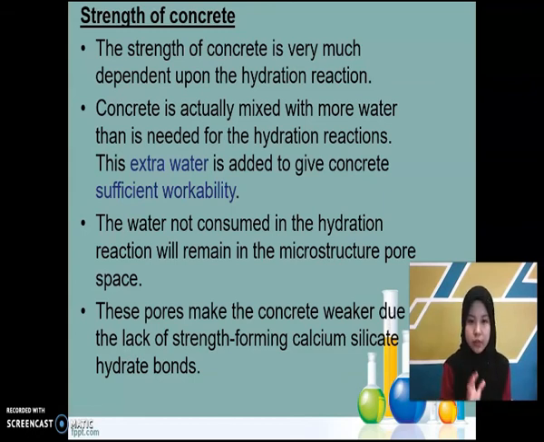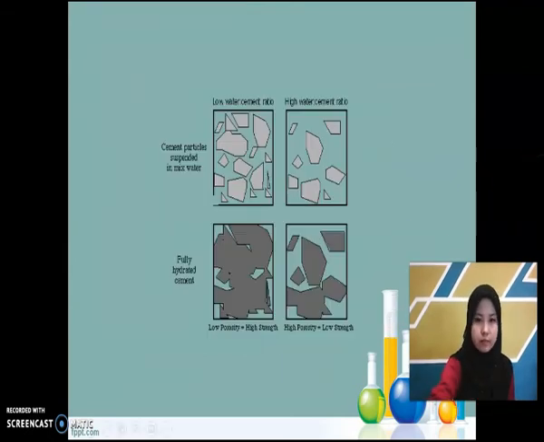Okay, these pores make the concrete weaker due to the lack of strength-forming calcium silicate hydrate bonds, which means, okay, this is the picture. As you can see here, this is the picture of low water cement ratio, and this is high water cement ratio. Okay, cement particles suspended in mixed water.